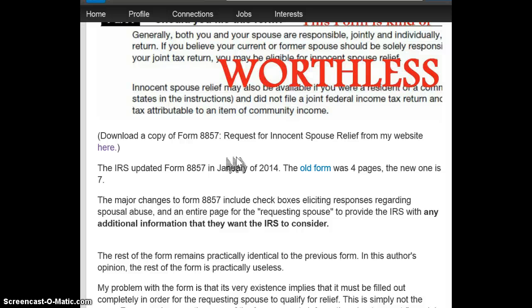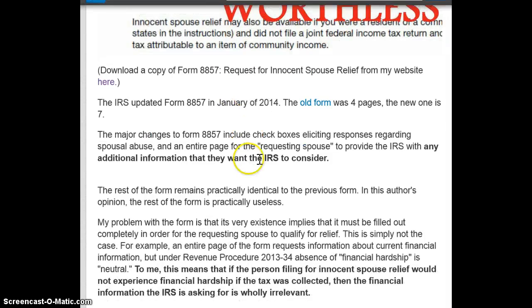My basic problem with the form is that it implies that it needs to be filled out completely in order for the requesting spouse to qualify for relief. And here's the thing, it doesn't need to be. There are certain situations where the financial information on the form is actually irrelevant. The form is calling for the innocent spouse, in this case, to answer certain questions that might disqualify them for relief instead of qualify them for relief. And I really think that every innocent spouse case is so different that what it's about is telling the taxpayer's story.